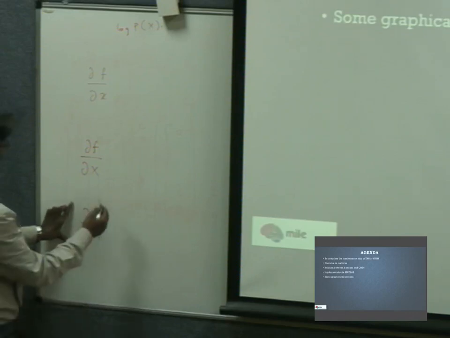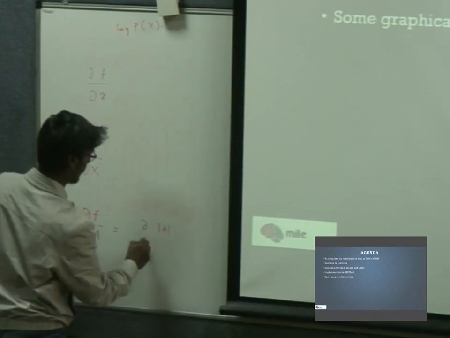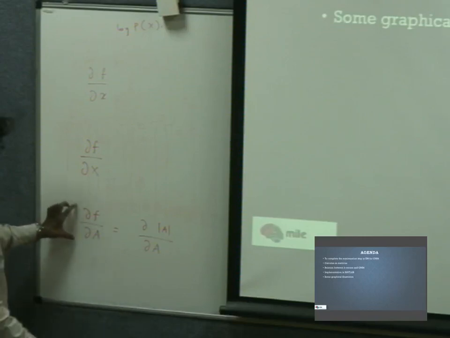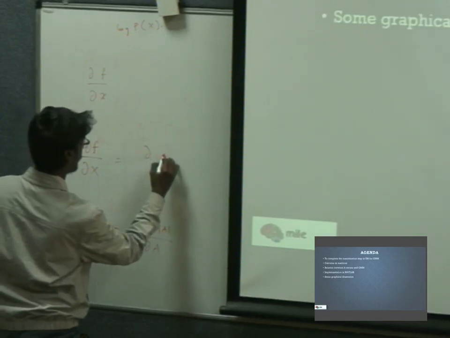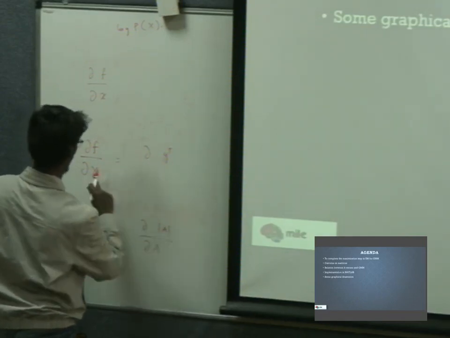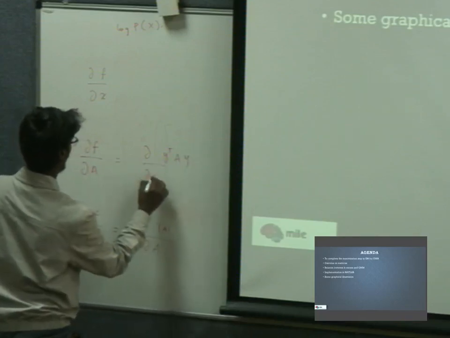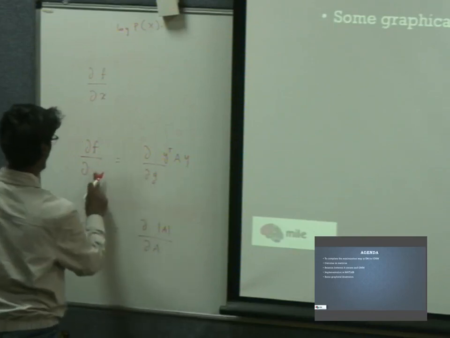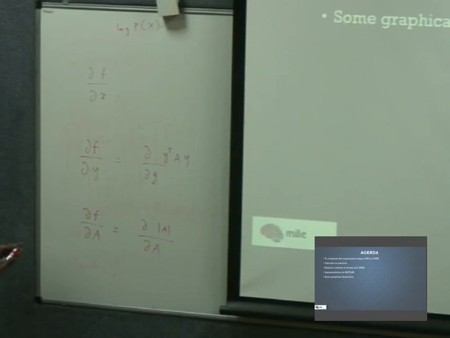We'll see how to differentiate a scalar, like the determinant of a matrix, with respect to the matrix itself. So this will be a matrix. Here we'll differentiate with respect to some y transpose, maybe ∂/∂y something. So we'll see all these things and how we do that.